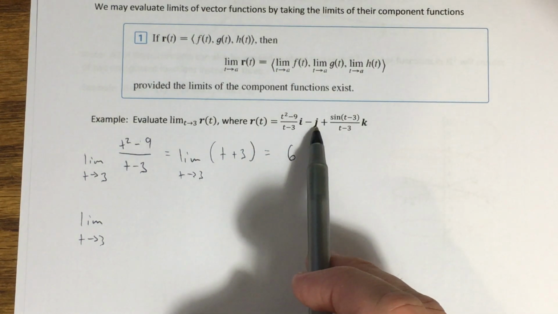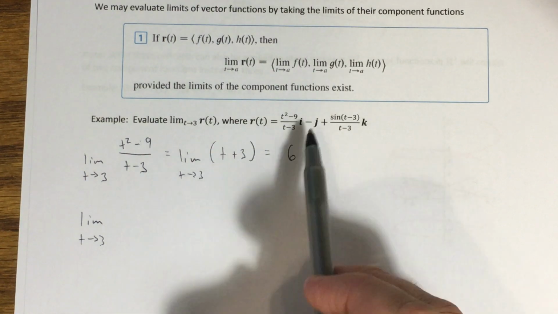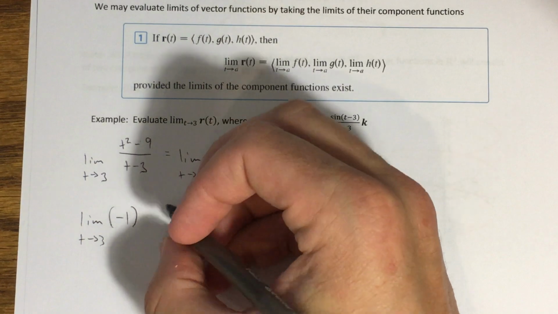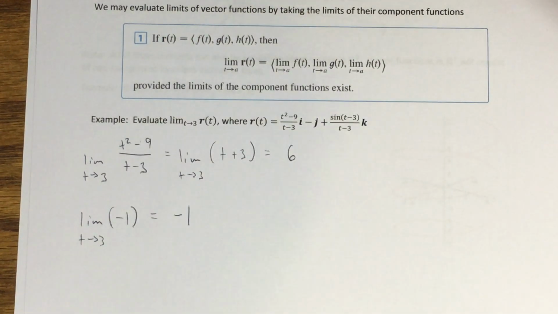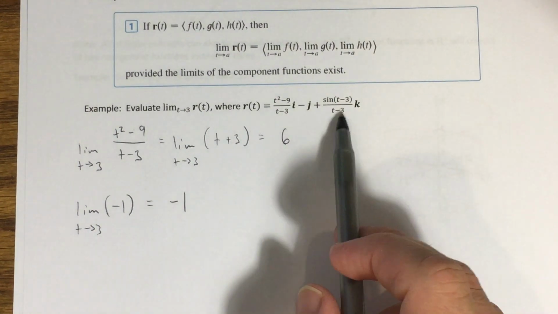Well, this minus j here, remember, if you don't see anything in front of that j, you can imagine there being a 1 there. So really it's -1 that we're looking at. And we know that the limit as t approaches anything for a constant function is literally just that same constant. Okay, finally, let's take a look at this guy.